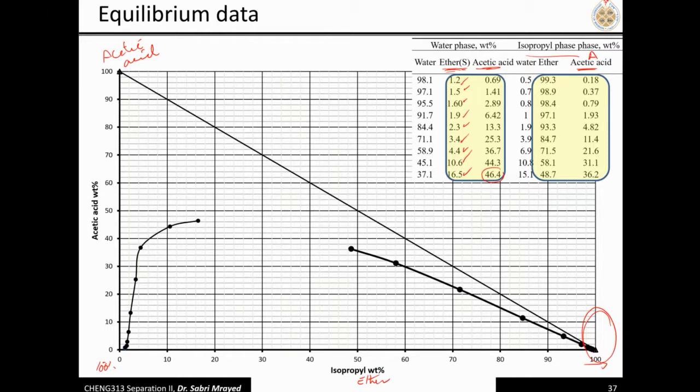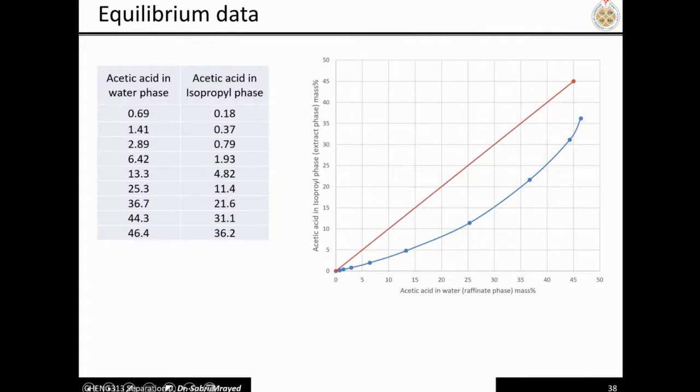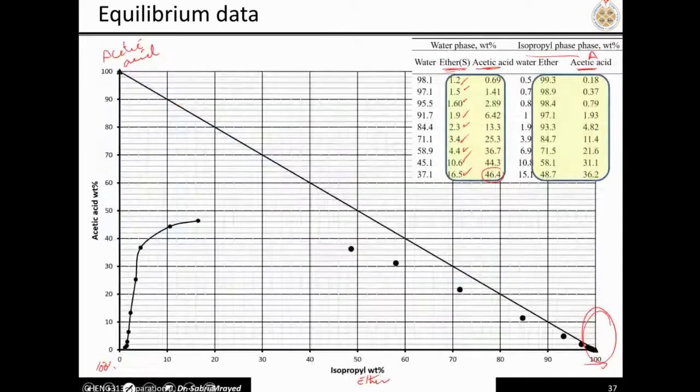Now we want to locate the feed points, and this is the equilibrium data. We draw acetic acid in the water phase and acetic acid in the isopropyl phase, which is the one here we have already.